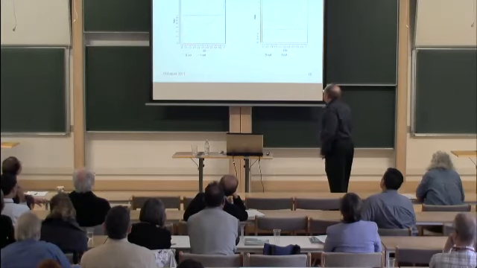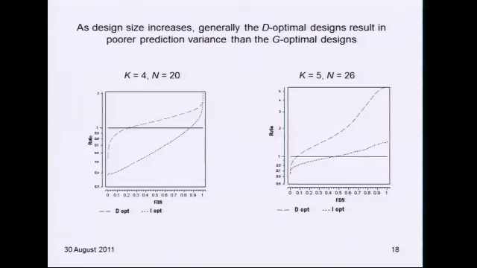And here are some other cases. In fact, the picture on the right is the worst case. Brad once criticized me for showing that picture. He said, you showed them the worst case. Here, once you get to about 50% of the design space, the G-optimal design is a little better.